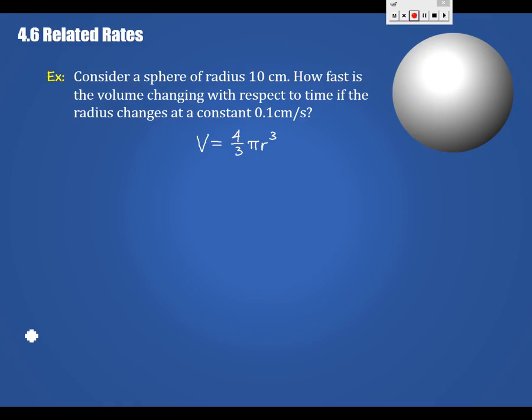But what I'd like to do is have an equation that relates the things that I want to know about in this equation. That is the rates that are given. So in particular, we can start labeling some things. I think this is r. What does it say? Radius changes at a constant rate. 0.1 centimeters per second. That's the rate at which r changes with respect to time.